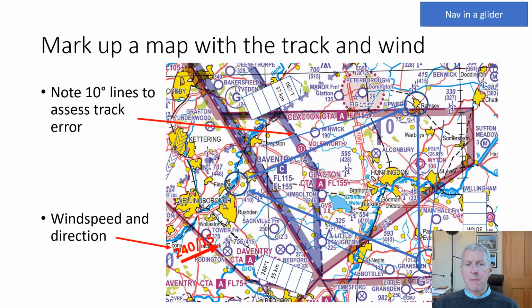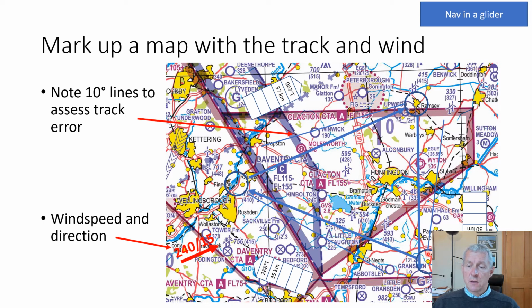We mark up a map with the track and the wind, as you can see here. So a few things that we can do. This is the Club 100, Gransden, or in this case Caxton, to Rushden, to Ramsey, and back to Gransden.